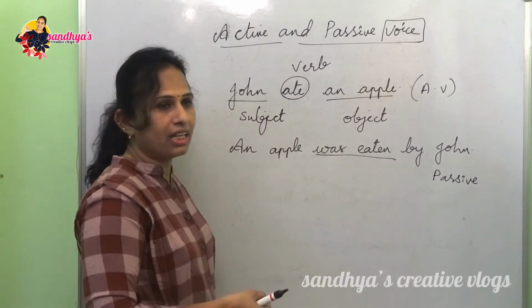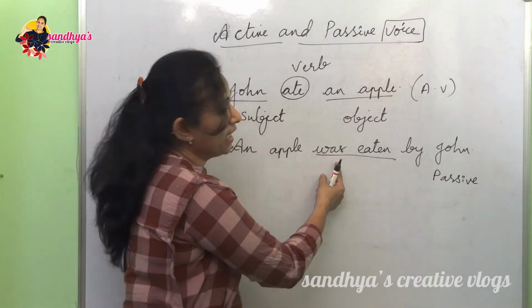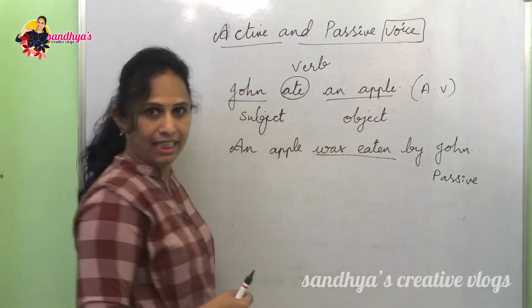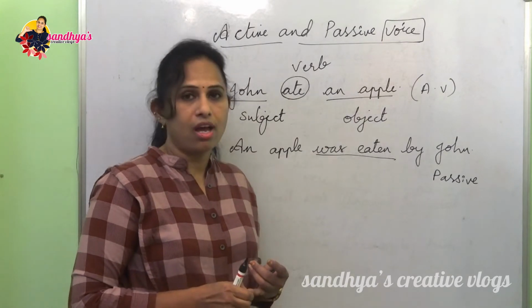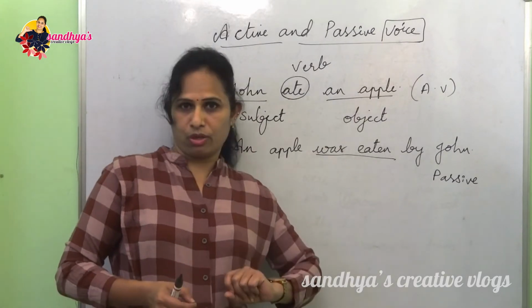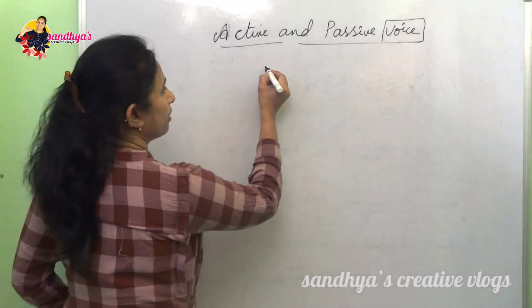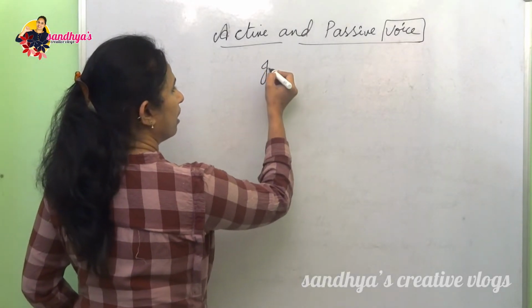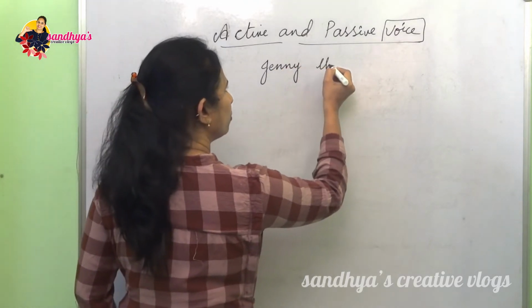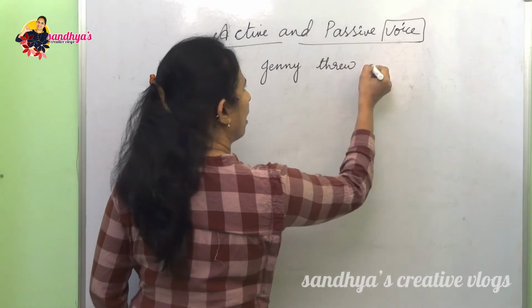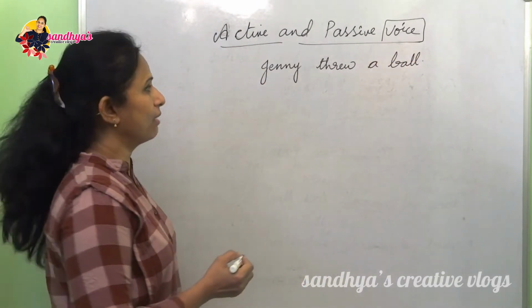I'll tell you in detail how this verb ate is converted into eaten, that is, was eaten. Now, before going into that one, I will explain you all the rules, how a sentence from active voice is converted to passive voice. I'll take an example here. Jenny threw a ball. I'm taking very simple examples.